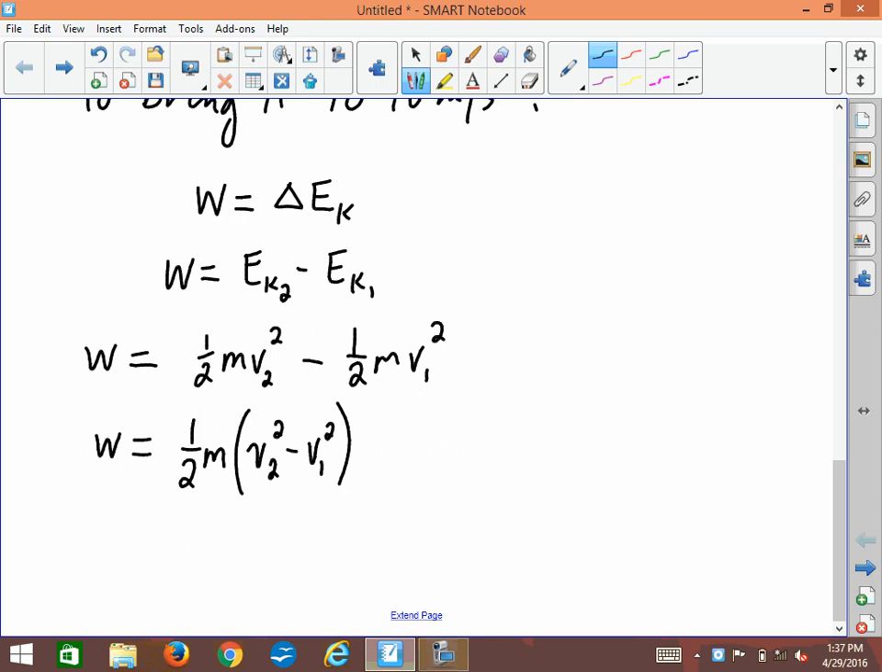So let's figure it out. The work would be 1/2. On our car, it's 1,000 kilograms, and we wanted to go from 5 up to 10. So 10 is the second speed, 5 is the first speed. Remember, it's always 2 minus 1. And it's not 10 take away 5 and then squared, which would be 25. It's 10 squared take away 5 squared. So that's 100 minus 25.